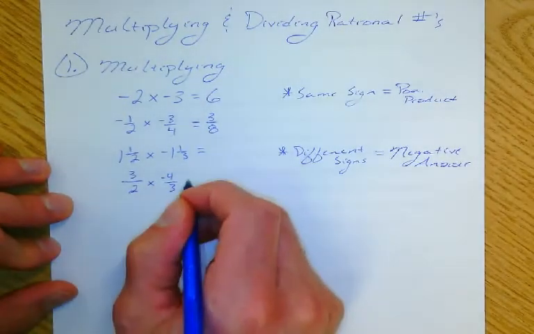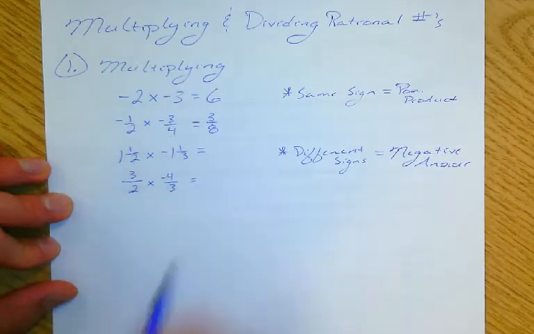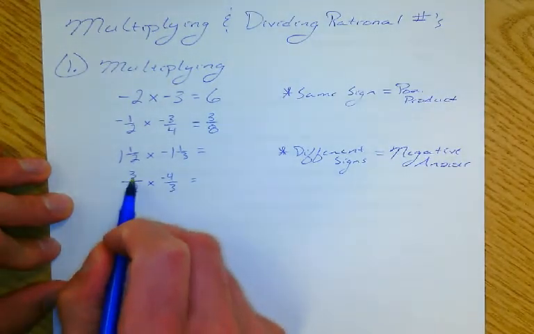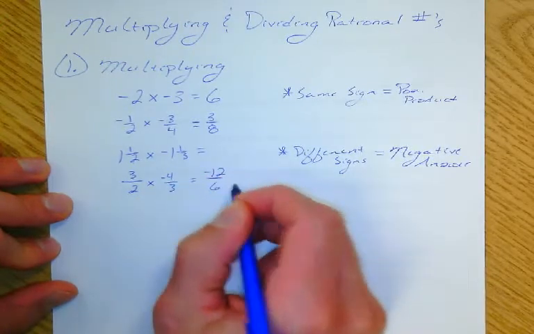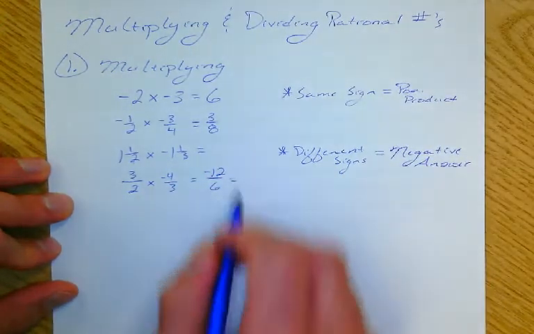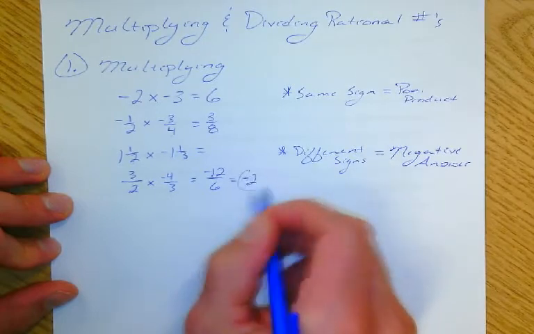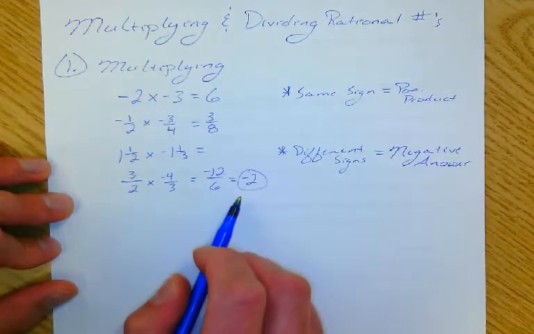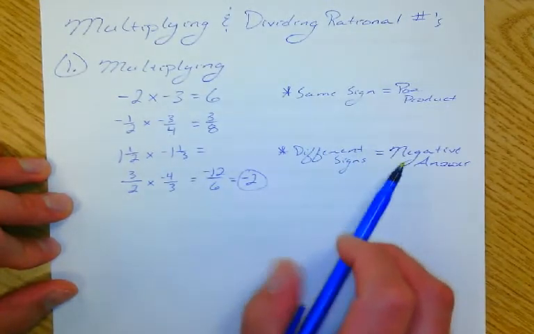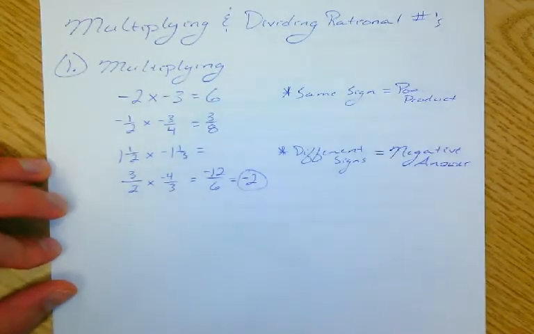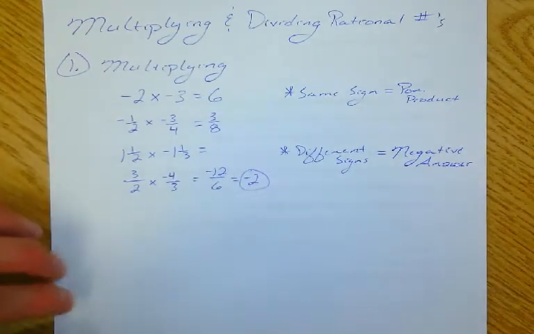Now we can multiply straight across. We could cross-reduce there, but let's not in this case. So 3 times -4 is -12, all over 6, and that simplifies to -2, which leads us to our next topic of discussion, which is dividing. If the signs are different and you divide, it will also yield a negative answer. So that's when we deal with two numbers at a time.